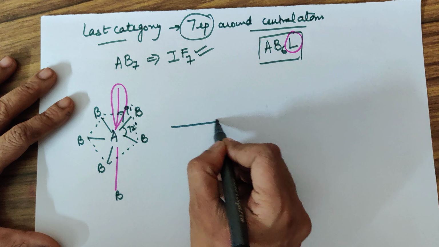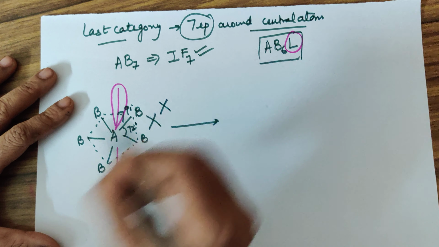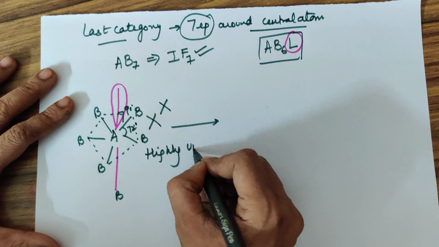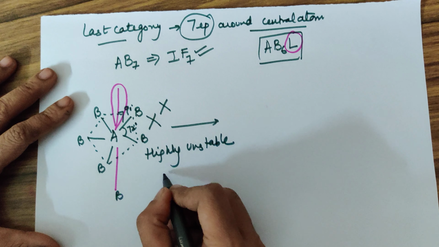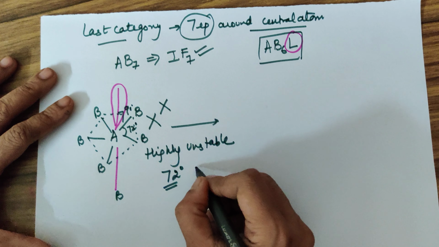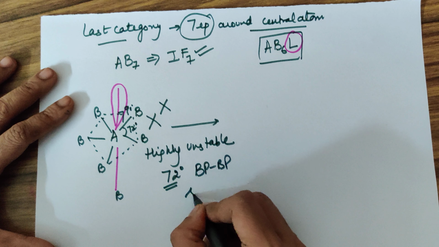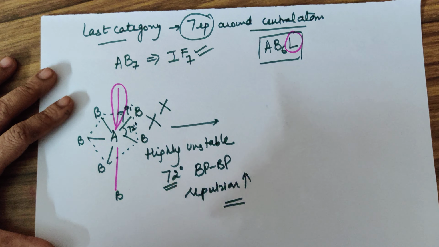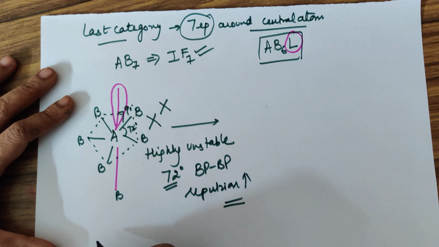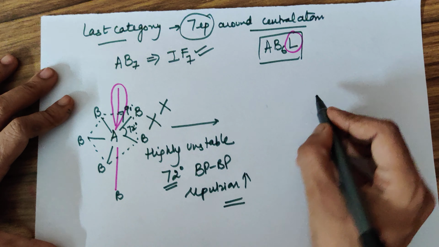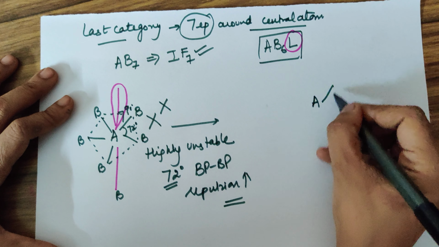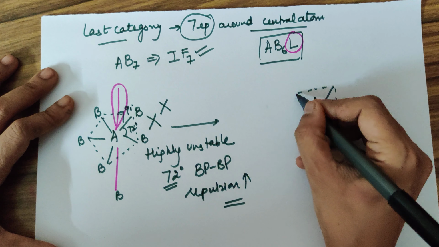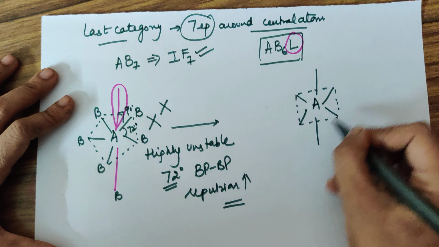But this geometry has been ruled out. The reason being, this is highly unstable. Why? Because of 72 degrees, the bond pair repulsion is high. So this geometry is ruled out. Instead, surprisingly, the geometry that exists in such a molecule is, you have a central atom A, there are 6 B's in the octahedral geometry, all angles to be 90.